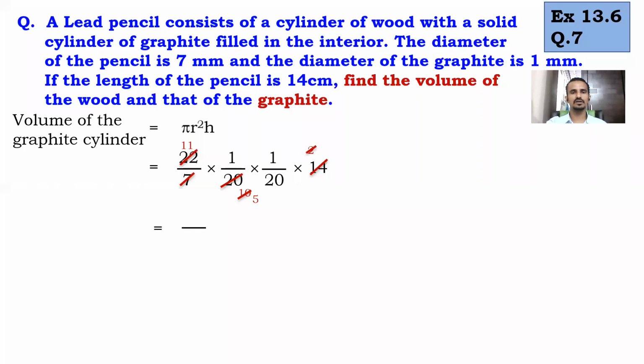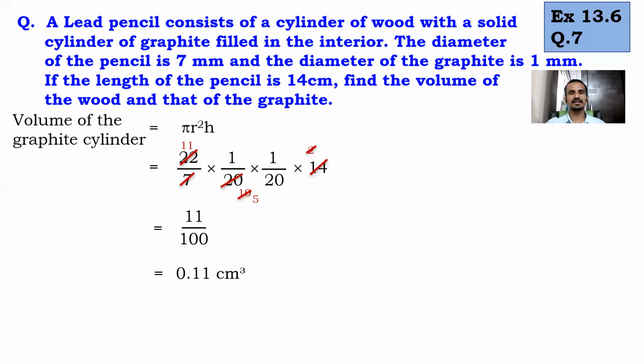So it becomes 11/100. Now 11/100, we just put the decimal, 0.11 centimeter cube. Now this is the volume of graphite cylinder. So we know the volume of graphite is 0.11 centimeter cube. We have solved the second part, graphite.